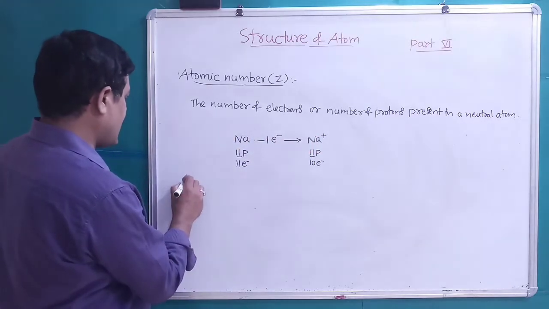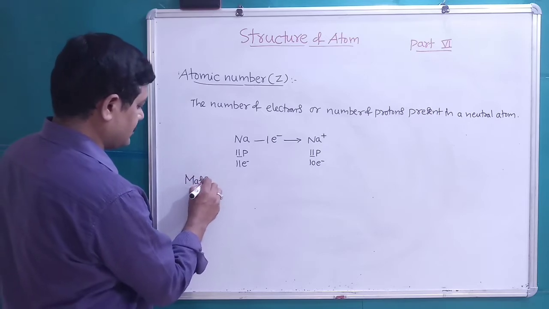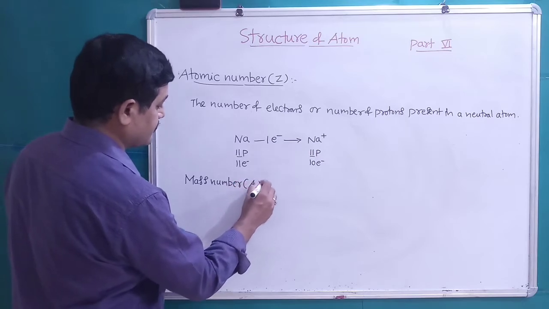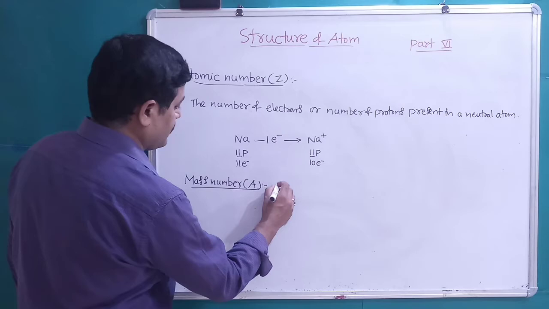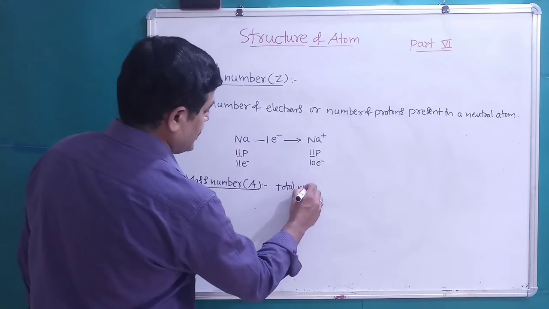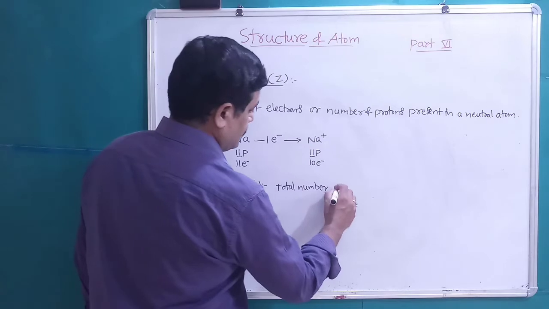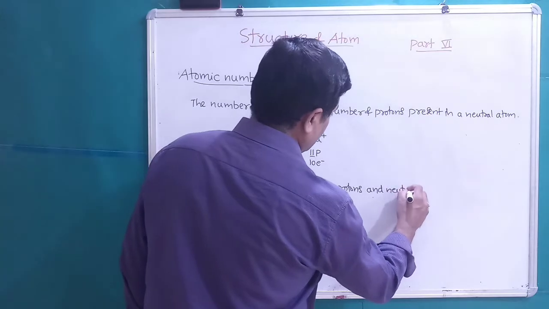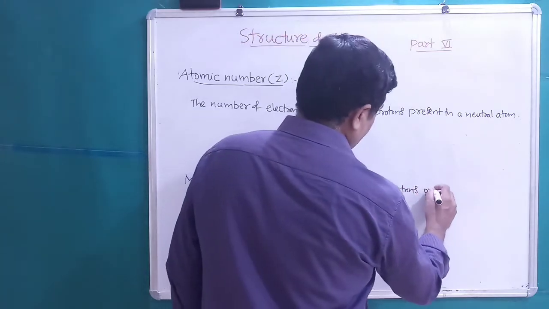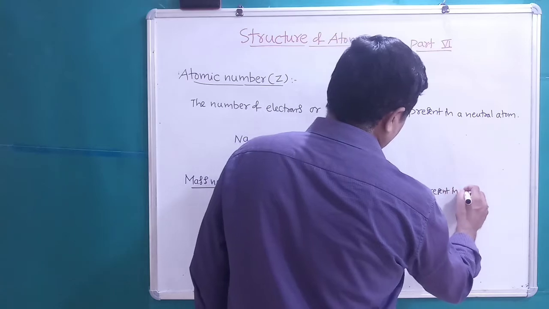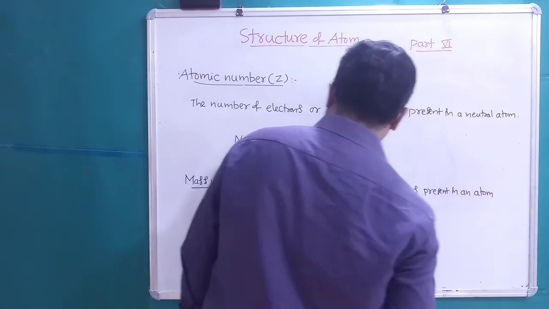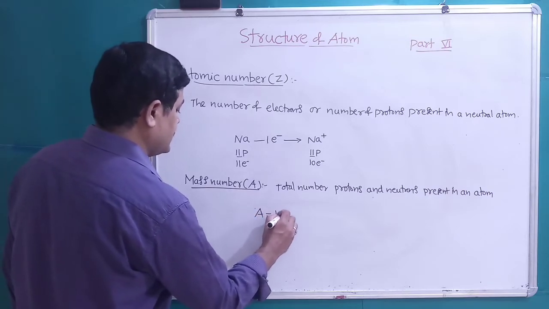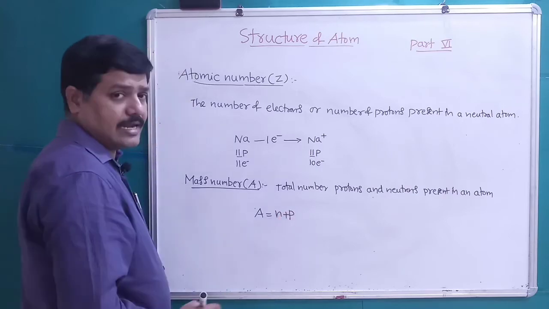And then mass number. It is indicated with the letter A. It is the total number of protons and neutrons present in an atom. So students, we can write it as A = N + P.